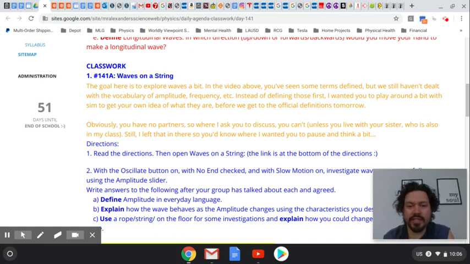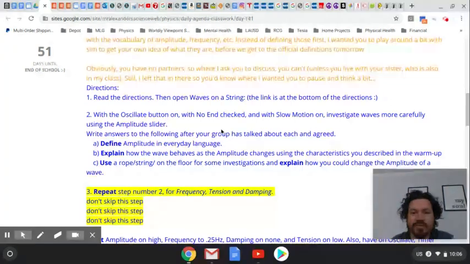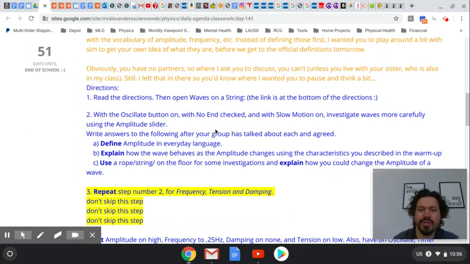It's really hard. So it's actually a lot easier to use a simulator than it is to do the real thing. So with that in mind, there's a lot of instructions here. They're pretty specific. Let's just go over the first one where you use waves on a string. You're going to have the oscillate button on, no end checked, and slow motion. And then you're just going to adjust things with amplitude and see what happens.